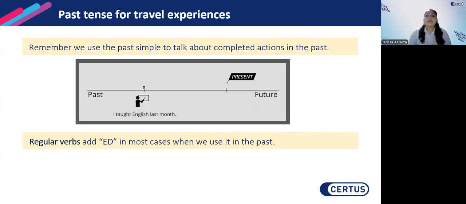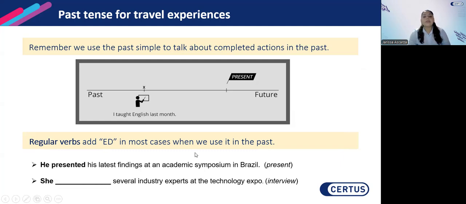Okay, so let's remember there are two kinds of verbs. The first one is the regular verb, and the other one is the irregular verb. Okay, let's see regular verbs. If I want to put a regular verb in the past, there are some rules to follow. The first one is this one. Regular verbs add ed in most cases when we use them in the past. For example, he presented his latest findings at an academic symposium in Brazil. Here the verb is present, right?